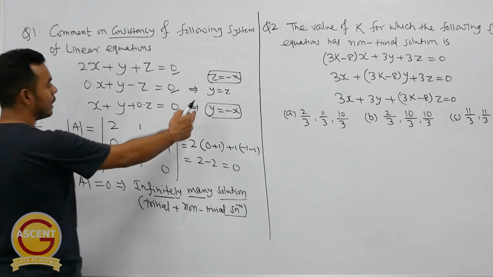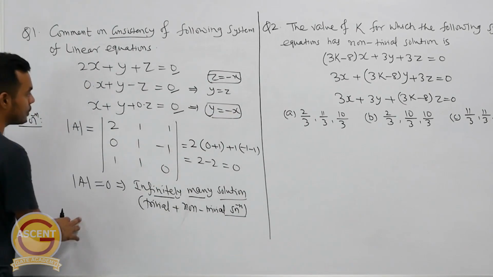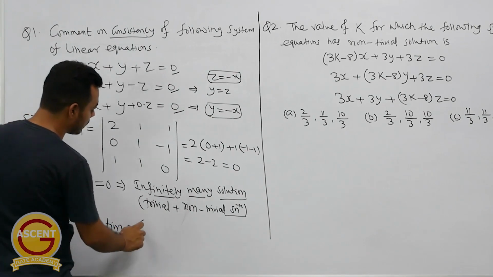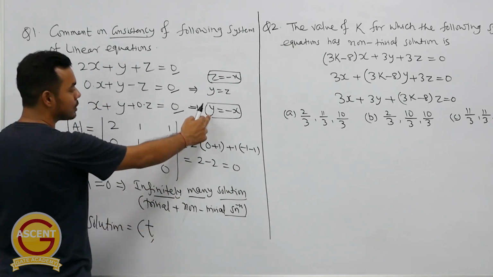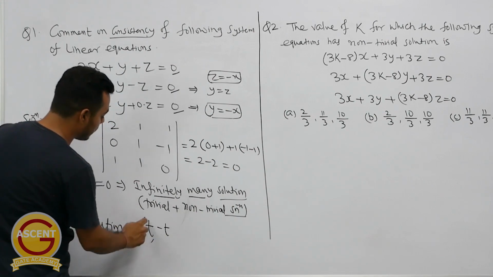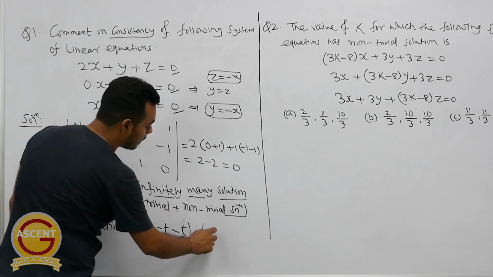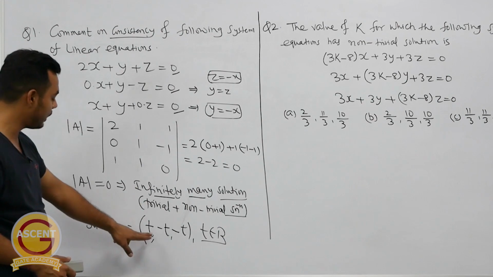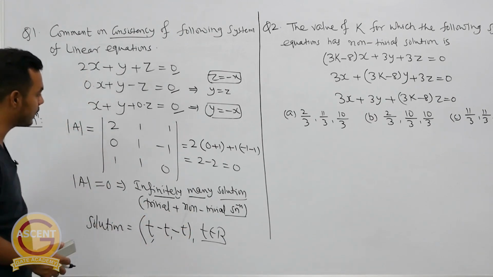So now we have expressed y and z in terms of x. You can write the solution in this manner: x as some number t, and then y will be negative of x, so this will be minus t, and z is also minus x, so this will be minus t, where t is some real number. Whatever be the value of t, the solution t, minus t, minus t will always satisfy all the 3 equations simultaneously.